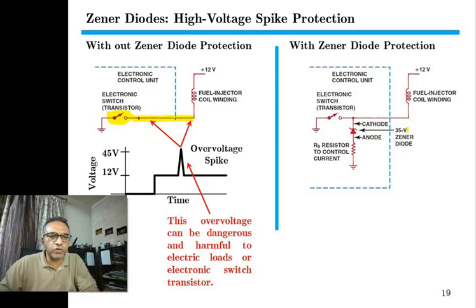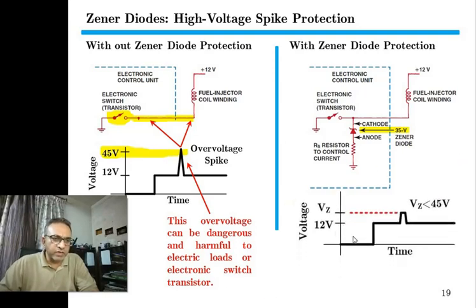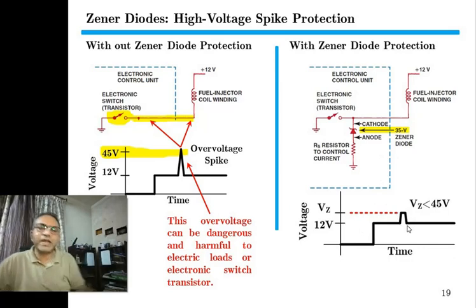And here we are assuming that the Zener diode is of 35 volts, and we are also assuming that the over voltage spike is of 45 volts, which is much larger than 35 volts. Now what will happen? Once there is a spike, because the Zener diode is of 35 volts, the spike has not been eliminated or totally removed, but it has been moderated or controlled.